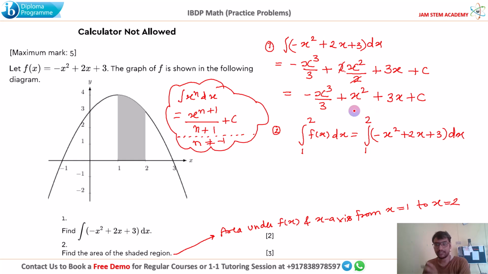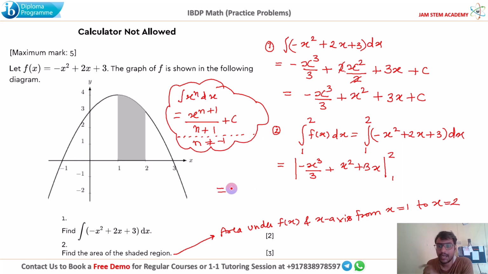Now here what you can do. Since calculator is not allowed, either you can calculate these values again and then substitute upper limit minus lower limit, or you can use the result from the first. We already have this result, right? We already have the integral part. So just substitute. Let me write it first. We get negative of x raised to the power 3 by 3 plus x squared plus 3x. You don't need constant of integration if you are solving definite integral. Okay, so I'm not writing plus c here. Even if you write it, you will get the same answer after that.